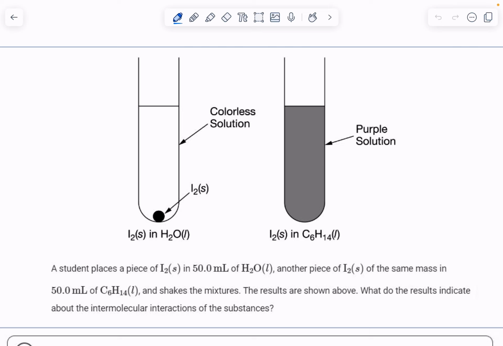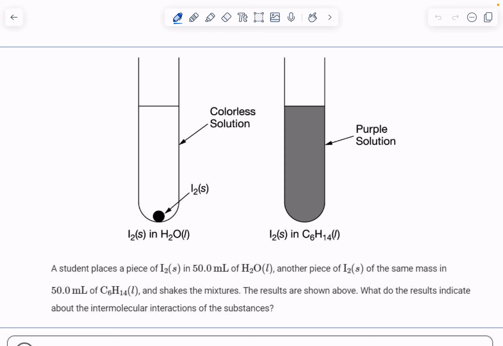A student places I2, which is solid iodine, in 50 milliliters of water, and another piece of I2, solid iodine, of the same mass in 50 milliliters of C6H14 and shakes the mixtures. The results are shown above. What do the results indicate about the intermolecular interactions of the substances?